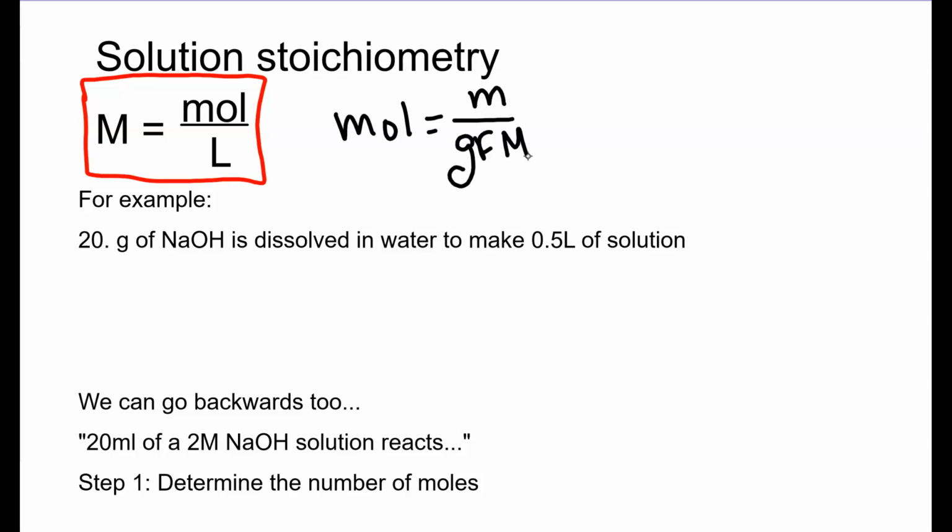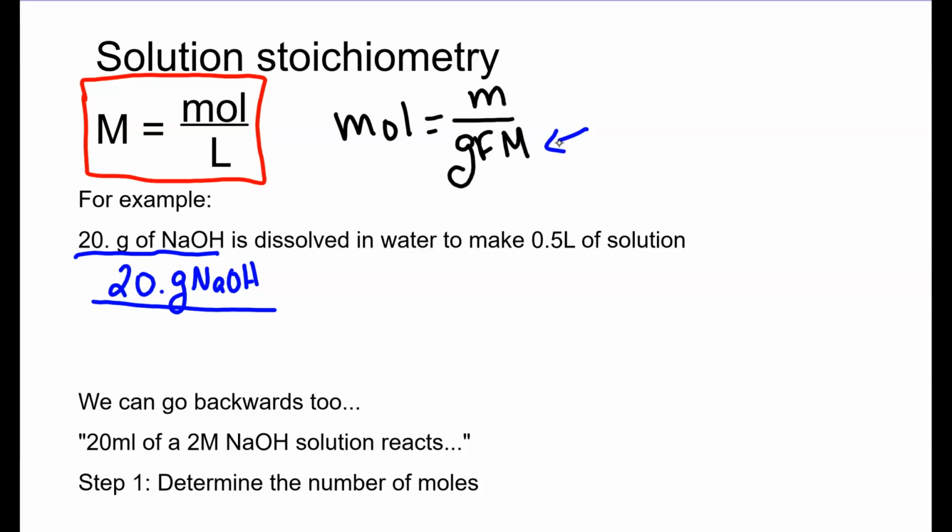So the first step here is to determine the number of moles. I have here in my problem 20 grams of NaOH. Well, I know that I'm going to put 20 grams in my numerator. And then my substance is sodium hydroxide. So my next step is to determine the gram formula mass for that sodium hydroxide. So pause the video and determine the gram formula mass for sodium hydroxide. Go ahead.